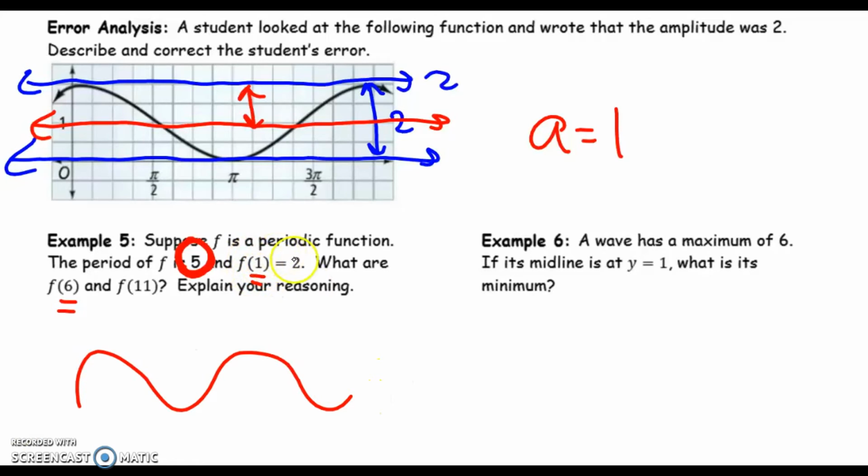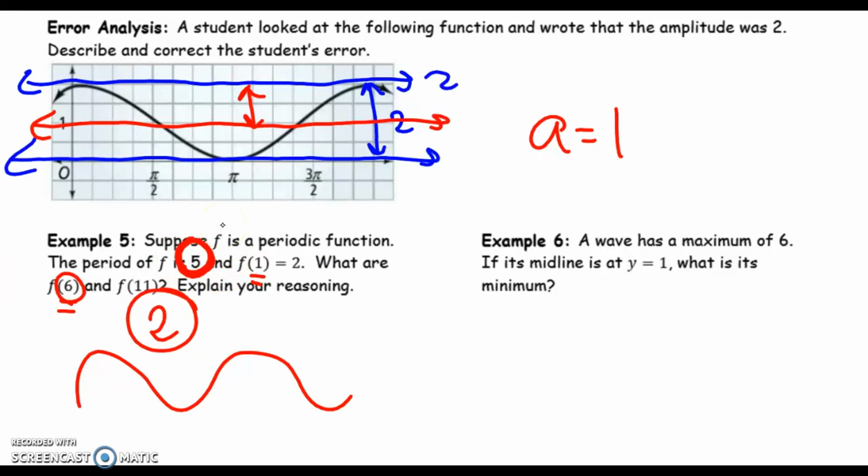So if at 1 it was 2, 5 units later at 6, it should also be 2. 5 units later at 11, it should still be 2. So that idea of the repeating cycle is what allows us to know the values 5 units later because of our period.